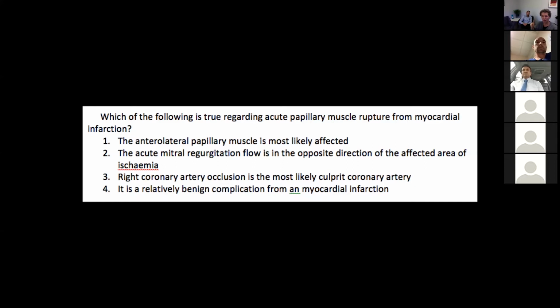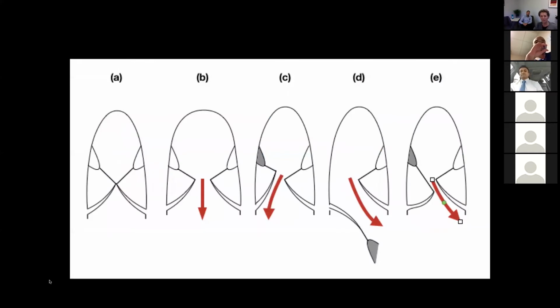And number two. For number three, it's not the right answer because it's normally the circumflex artery which is the most likely culprit coronary region for papillary muscle rupture. It's obviously a horrific complication when it happens. And so it's number two which is actually correct. And that's for these reasons.